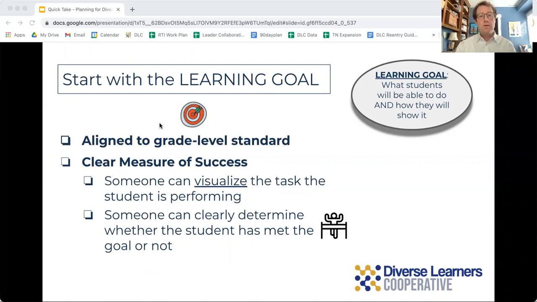I know we have most likely all written learning goals, but I just want to point out that it's really clear to make sure we can visualize what the finish line looks like, and almost applying a stranger test. Could someone who really doesn't know the content very well come in, read the learning goal, and then sort of narrate what success would look like? Just something to think about as you write your learning goals.